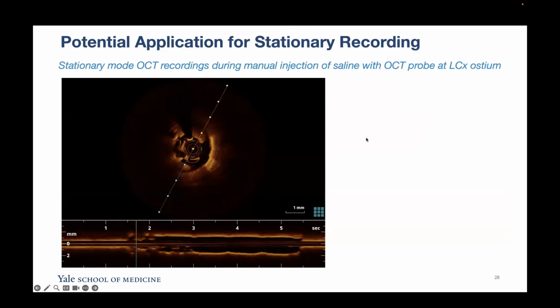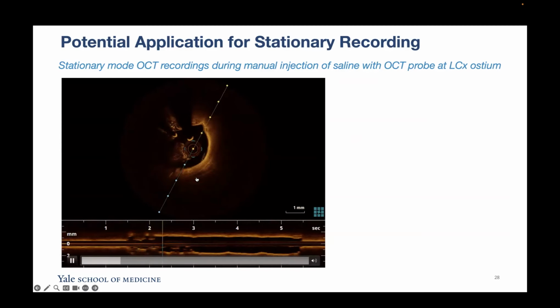Stationary recording is also allowed in the system that we use, and this is one case that I did at the time that I was trying to nail the ostium. So this was one case where I tried to nail the LAD ostium. I had a 7 French system. I put my OCT catheter in the circ, and this is a saline flush. So you see a lot of blood here. When I start injecting saline, you'll see my second guide wire and the stent here on the LAD ostium.